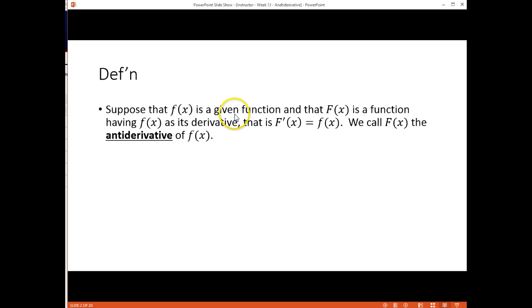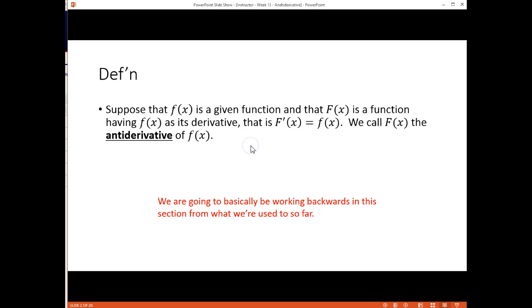Suppose that f of x is a given function and that capital F of x is a function having little f of x as its derivative, that is, big F prime of x equals little f of x. We call big F of x the antiderivative of little f of x. So in other words, we're basically wanting to work backwards in this section from what we're used to. We're used to starting with a function and taking its derivative. Basically what we're going to be doing is starting with the derivative and then working backwards to get the original function.